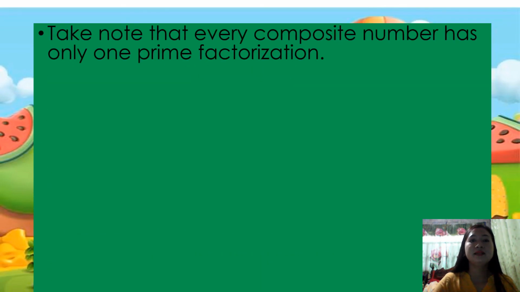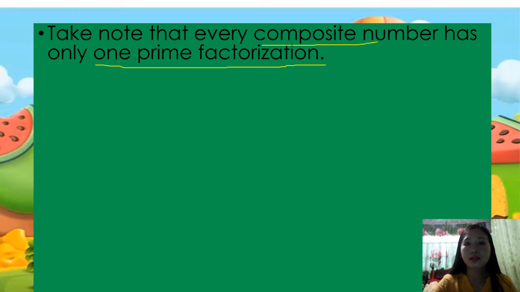Take note that every composite number has only one prime factorization. One composite number has only one prime factorization. Take note of that, class.